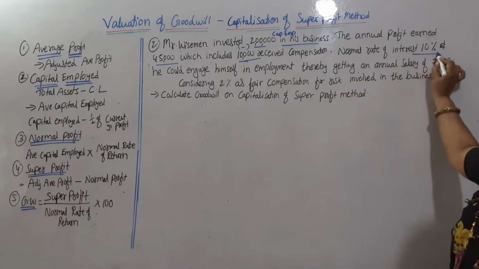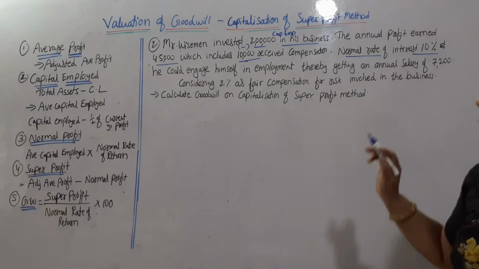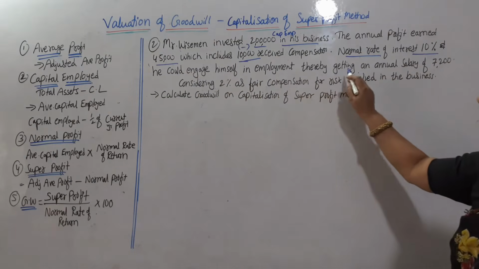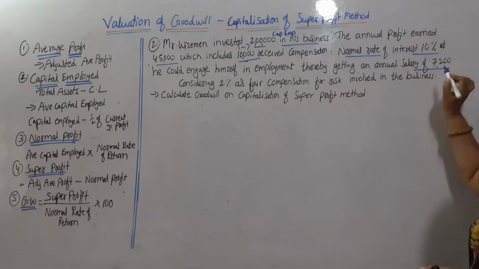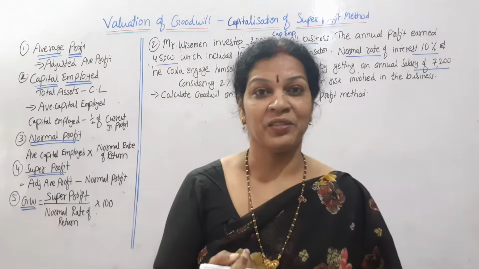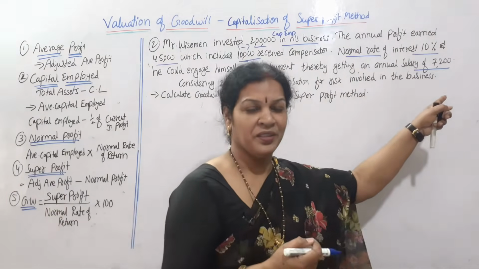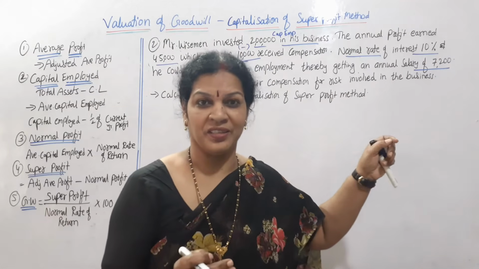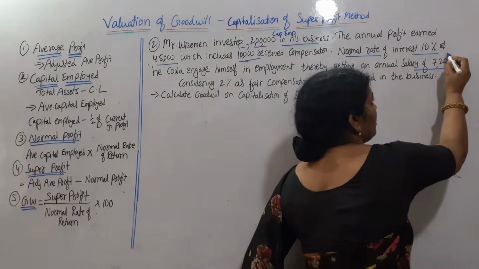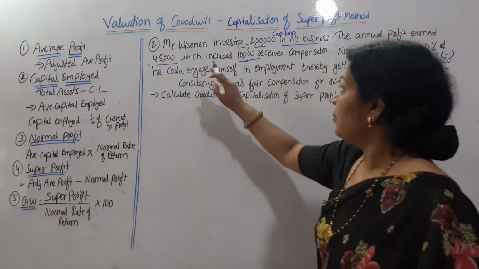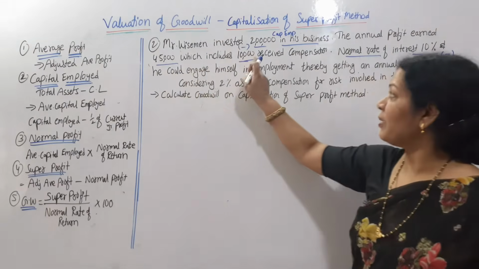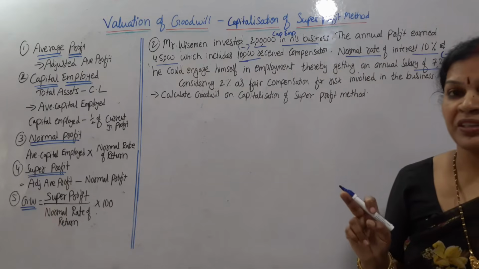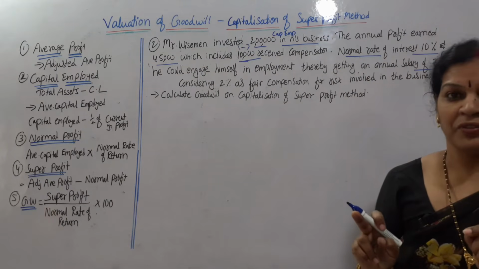Next, normal rate of return is 10%. This is required to know the normal profit. Next, he could engage himself in employment, thereby getting an annual salary of 7,200. Because of this 7,200, profit is also decreasing, so this also we are going to deduct. Profit given is 45,000. From that, compensation 10,000 and also his salary 7,200, both we are going to deduct. So that will give the adjusted average profit.